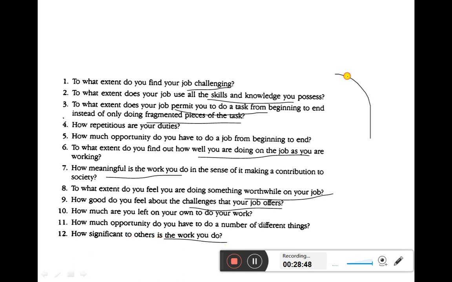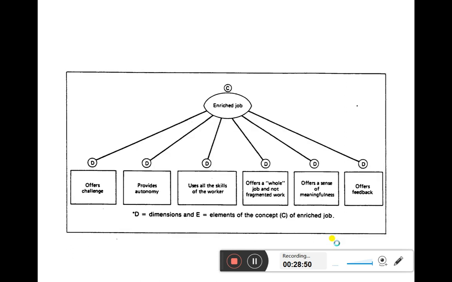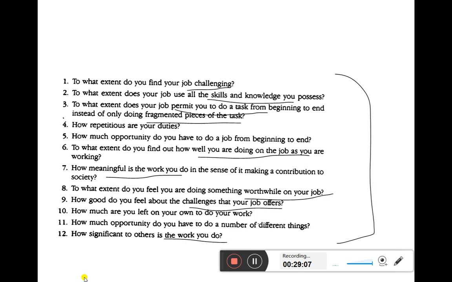Again, what happened is that I simply took a variable, a construct that is enriched job, and then we split it up into different dimensions, and upon each dimension or element we make different questions. So that process is simply known as your operational definition.